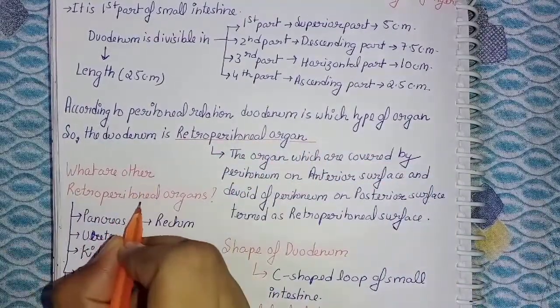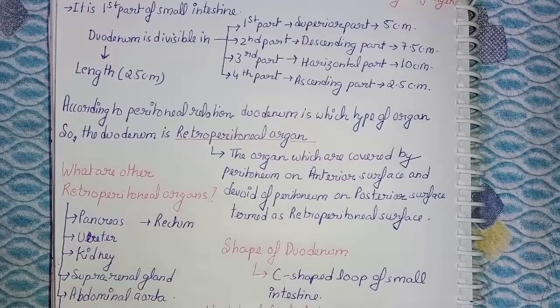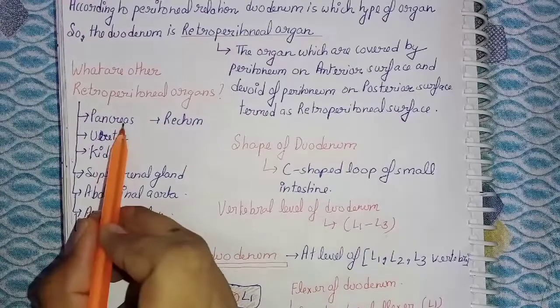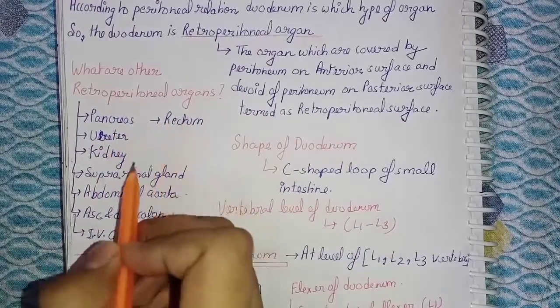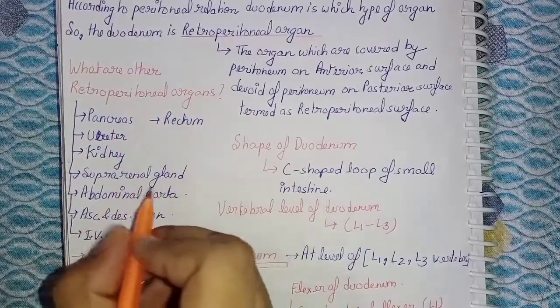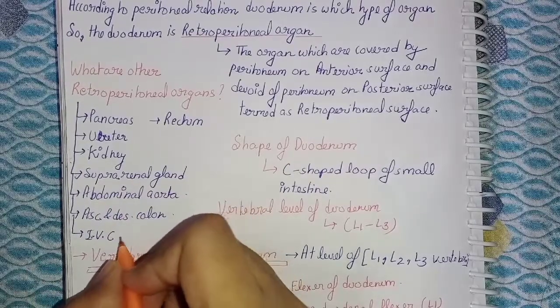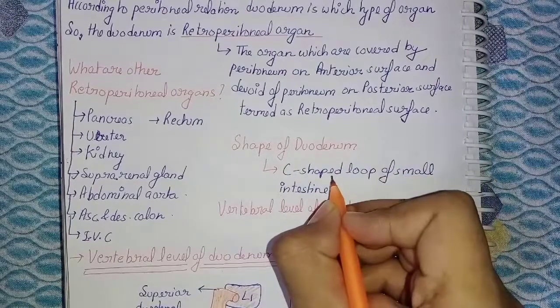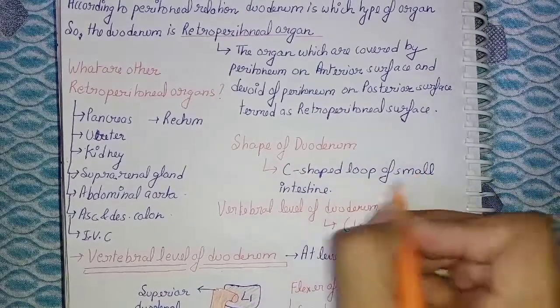What are other retroperitoneal organs? The other retroperitoneal organs are pancreas, ureter, kidney, rectum, suprarenal gland, abdominal aorta, ascending and descending colon, and inferior vena cava. Now what is the shape of duodenum? C-shaped loop of small intestine.